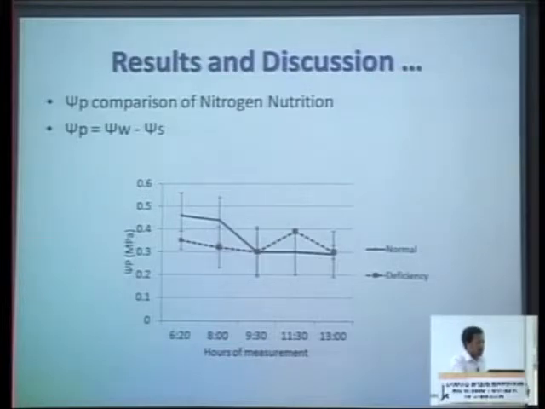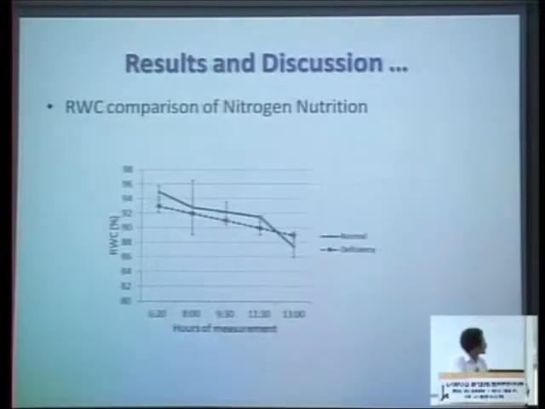Here, when we calculate the pressure potential of the leaf in the normal irrigation, we predict that it must be somewhat higher or somewhat change. And here, it's not a significant difference, but the trend is showing. And we can repeat this one also in the next times.